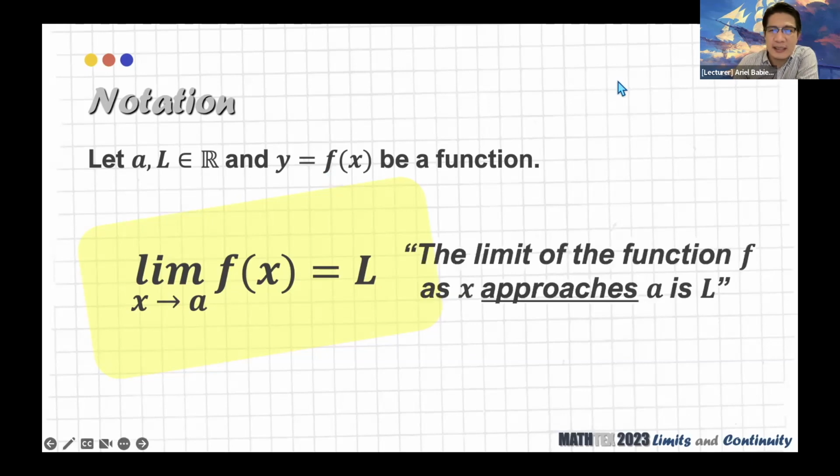Okay, so, yep. The limit of a function as x approaches a, in this case specifically, is L. So again, that is a notation to denote this sentence. So in itself, it is in fact a sentence. It is a notation that denotes this sentence. The limit of the function as x approaches a is specifically, that limit is L. So this is a notation. So what do we mean by this notation?